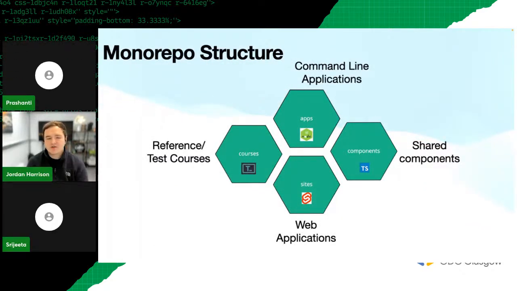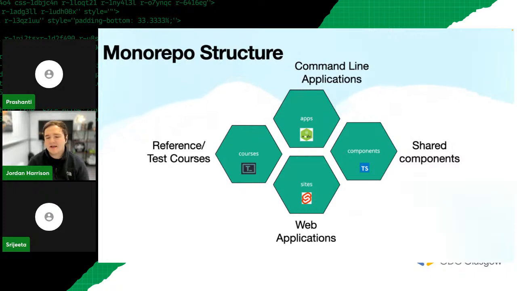There are four major subsystems in the Tutors ecosystem. This is courses, apps, sites, and components. Courses are built by educators. There's currently a couple of hundred courses or modules being actively run through Tutors at this stage.